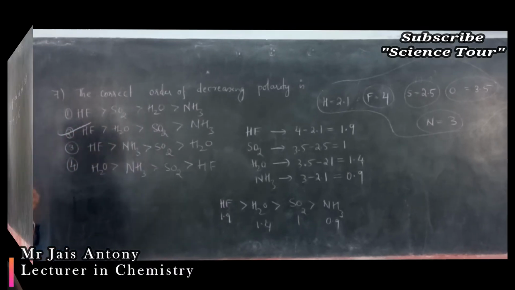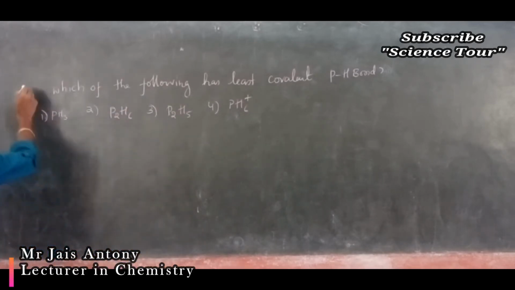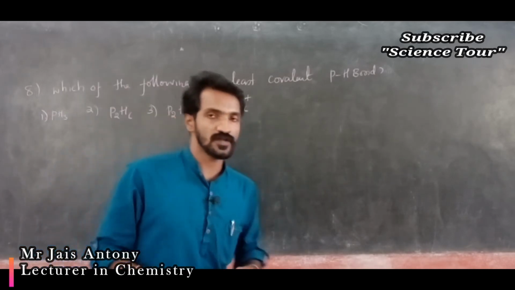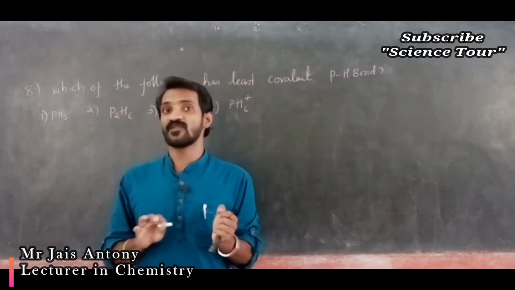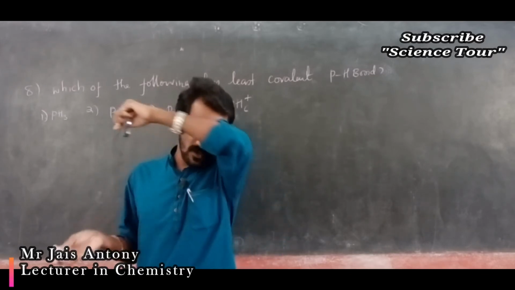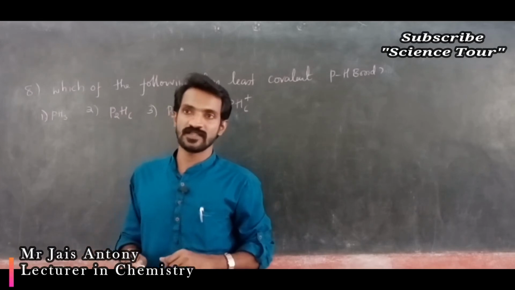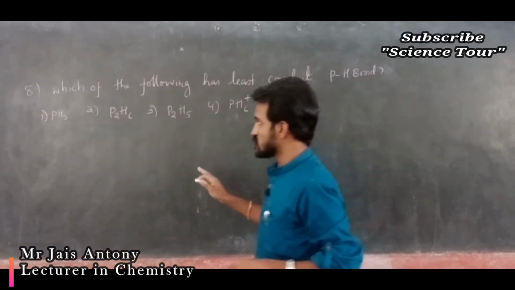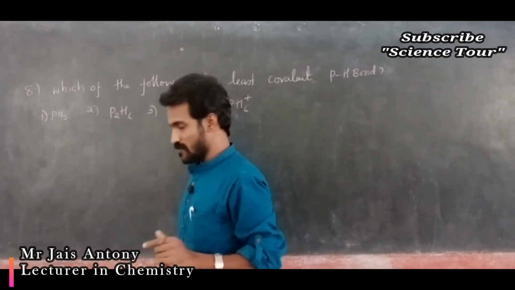So, highest to lowest. The next important question is the 8th one. Which of the following has the least covalent P-H bond? Least covalent nature. Understood? That means it is ionic in nature. Not covalent means ionic. Most ionic, least covalent. In this one, the correct answer is 4. Why? I will explain.